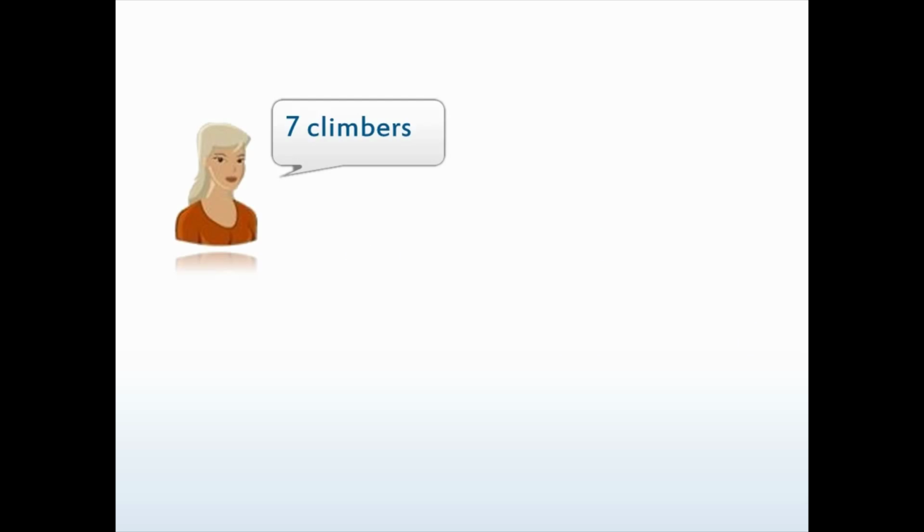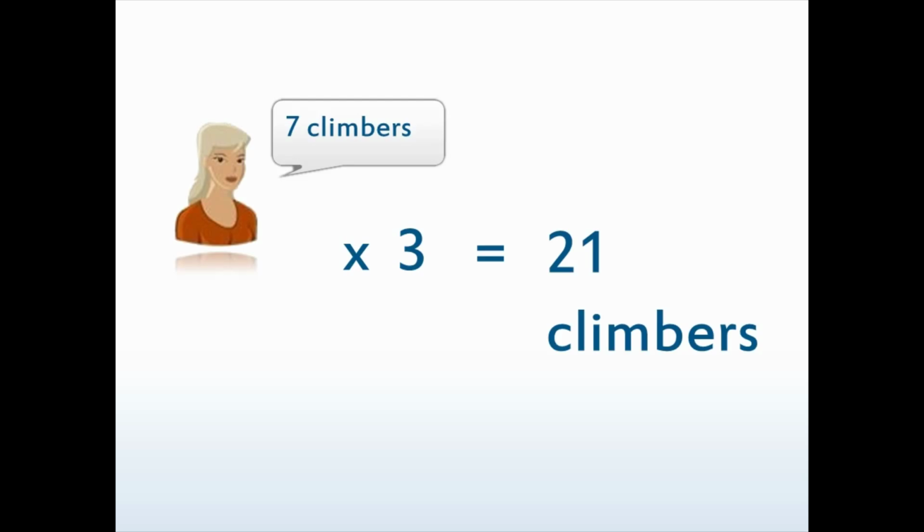However, if we multiply this group by 3, which is an odd number, we would have 21 climbers, which is also an odd number. So an odd times an even gives an even number, but an odd times an odd gives an odd number. This shows that our rules work.